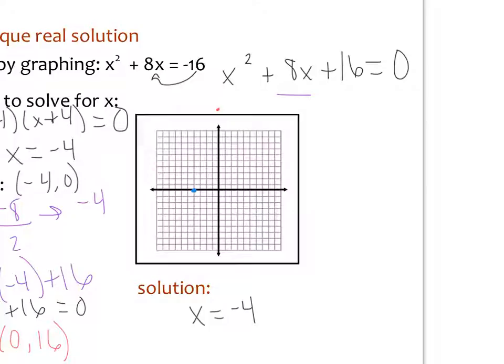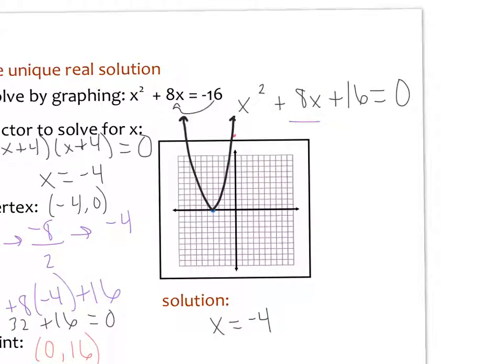Now I'm going to connect with a smooth curve my vertex with my y-intercept. And again, I know my parabola should open upward because the 1 in front of x squared is greater than 0. So I'm going to go ahead and connect and make my parabola. Then I notice that my parabola crosses the x-axis one time, so I have one solution, which is actually where my vertex is, and that is at -4. So again, here was an example where we had one unique real solution to a quadratic equation, and we used factoring and graphing to help us solve.